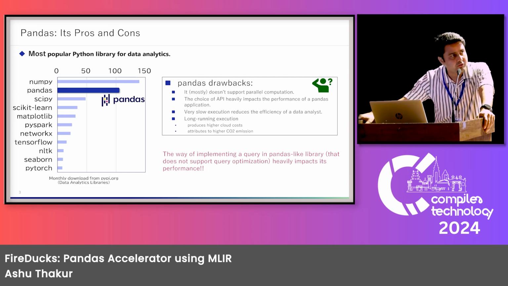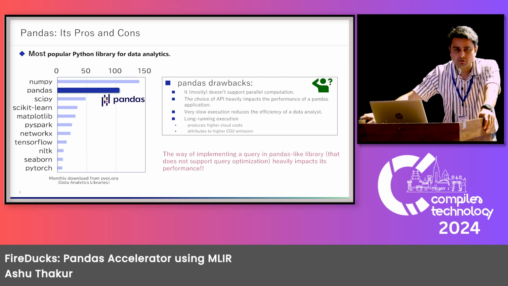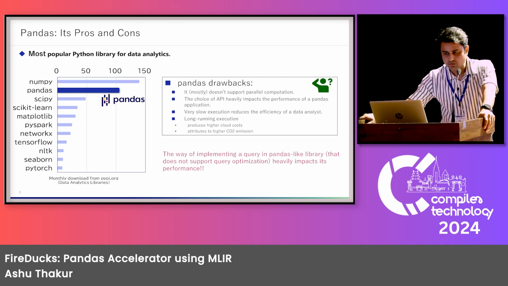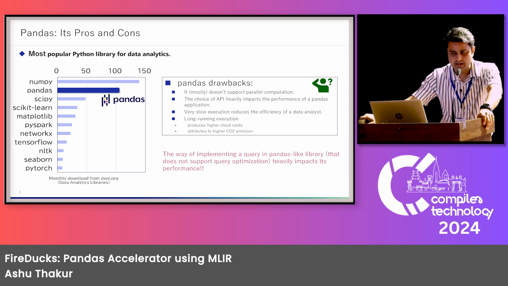A few of them I would like to highlight here. First, it does not support parallel computation. If someone is working on a system with multiple cores, Pandas does not support parallel computation, so it generally works on a single core. That is one of the drawbacks. Apart from this, it has a lot of choices for APIs for the same kind of task, so choosing the right API heavily impacts the performance of the Pandas application. If you're not doing it, then performance may suffer.